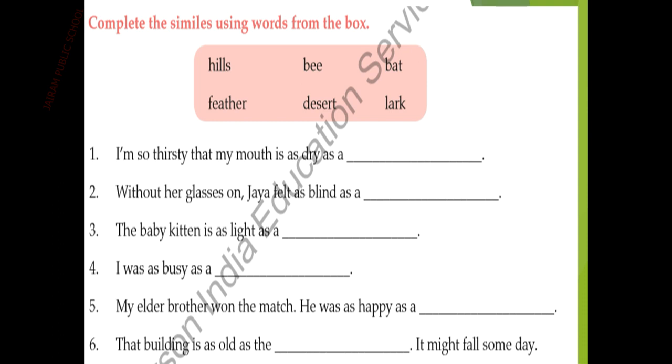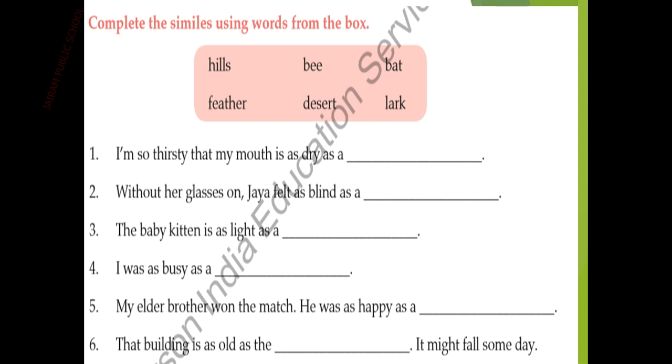So, go to the second one. Bee. It is an insect. It flies very fast. Bat. It has small eyes with very sensitive vision, and it doesn't have sharp eyes. Feather. If you are touching the feather, how do you feel? Which is very soft and silky. Desert, which is a very hot place. If you are there, you will get very thirsty. Lark, which is a small brown bird that makes a pleasant sound, feels very happy.